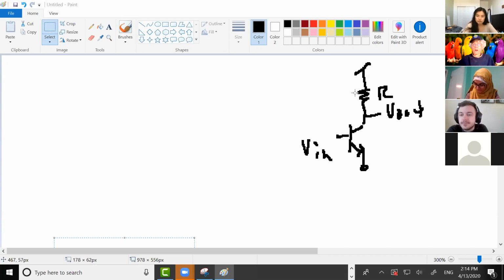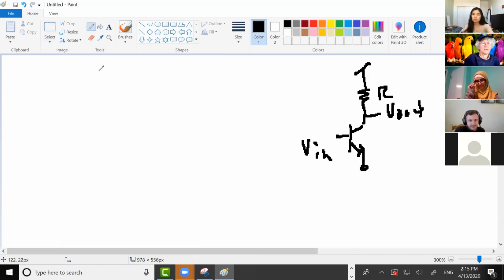So our goal, the first amplifier we're going to build is this one. And hopefully you recognize it as a common emitter amplifier. And everything I say about the common emitter amplifier is true for this amplifier.